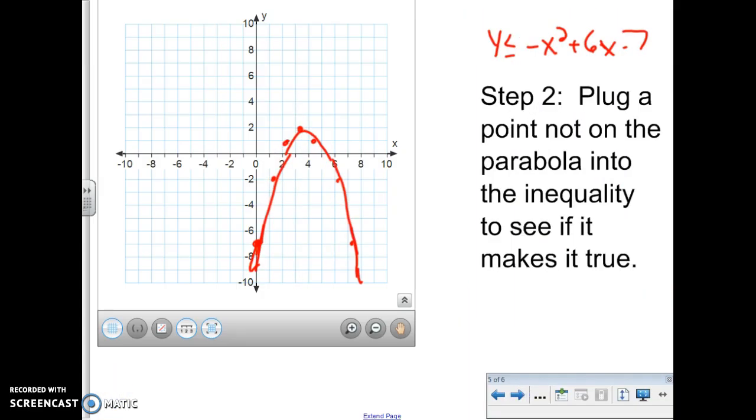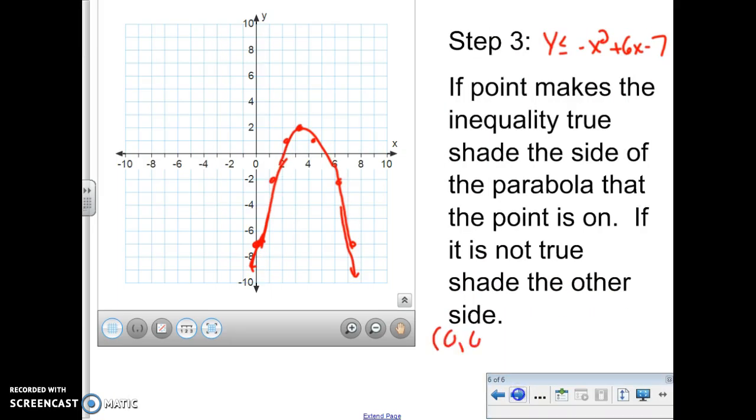Now I'm going to choose a point that's not on my parabola. I'm going to choose 0, 0 because it's not on my parabola, and just see what happens when I do that. If I do 0 in place of y, -0 squared plus 6 times 0 minus 7, I get 0 is less than or equal to -7. Is that true? Is -7 bigger than 0? Nope.